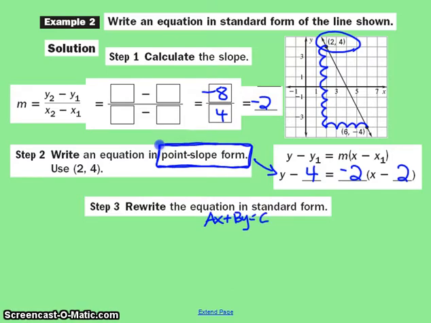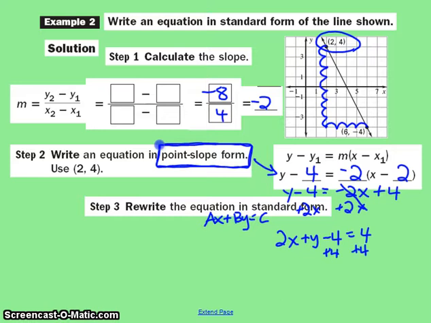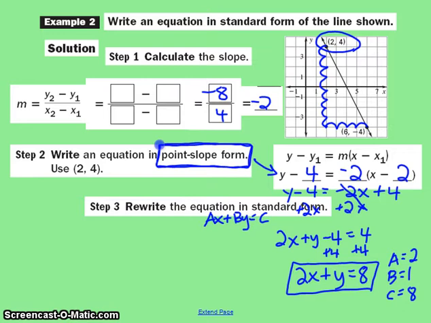So I need to solve this so that I can do that. I'm going to do the distributing, and when I distribute -2 times -2, I get +4. I need my x and y on the same side. So now I have 2x plus y minus 4, and that equals 4. But I need to get rid of that -4 so that I'm only left with a number times x plus a number times y equals a number, where a in this case is 2, b is 1, and C is 8.